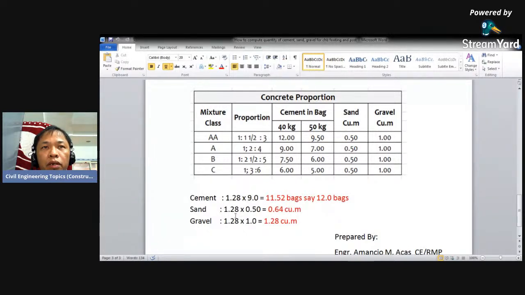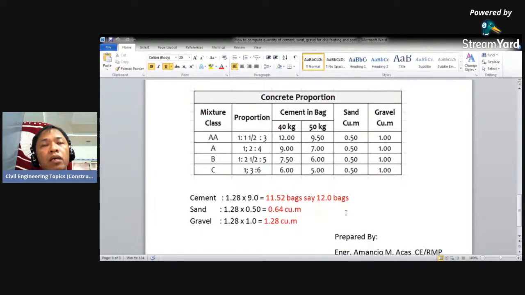For sand, the same procedure, total volume times this multiplier, this is 0.5. This is constant. So 1.28 by 0.5 is 0.64 cubic meter of sand. For gravel, class A for gravel multiplier is 1. So total volume 1.28 times 1 is equal to 1.28 cubic meter of gravel.